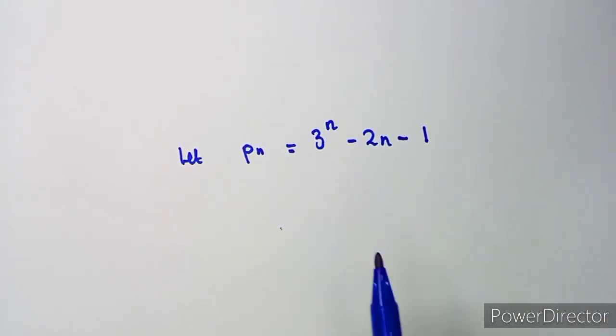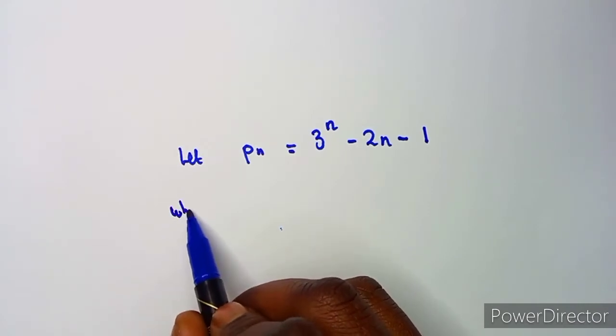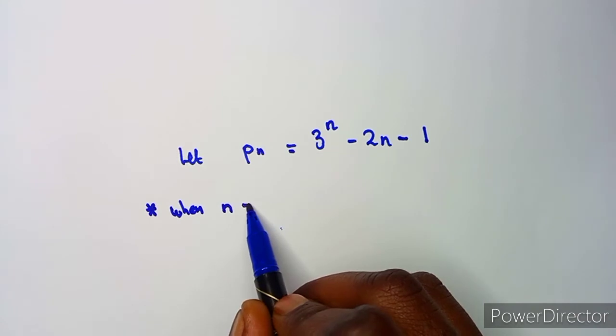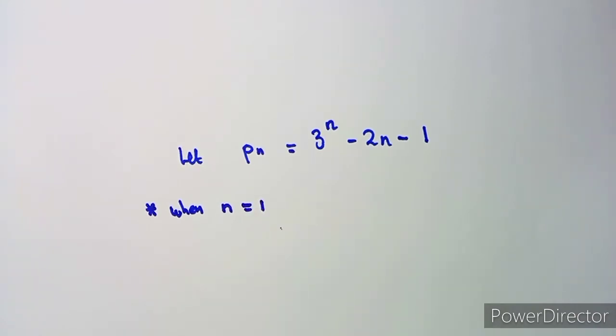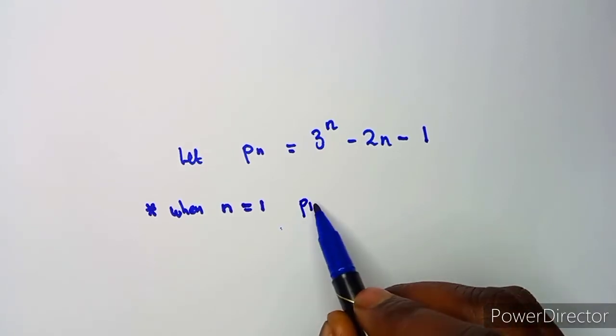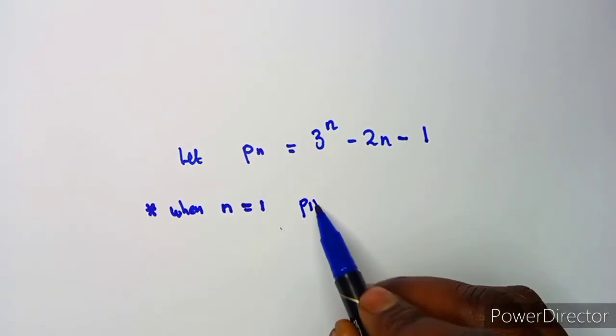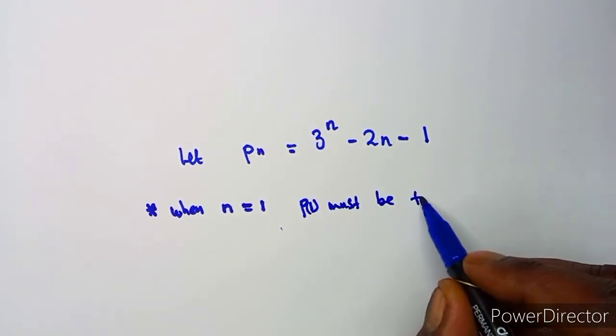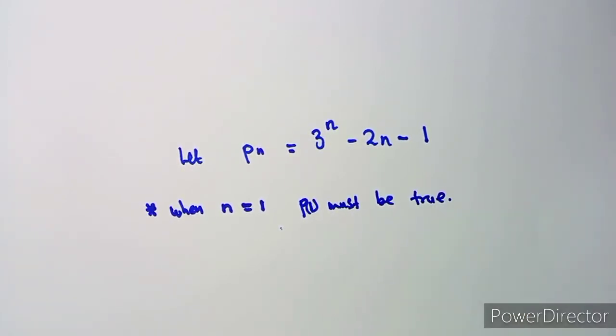Pn. So the first thing, when n is equal to 1, this is the first part that you want to prove to see that this is true. So when n is equal to 1, it means P1. If you substitute 1 in place of n, P1 must be what? Must be true. So let's see if it is going to be true, because we have seen it must be true. We want to prove that it is going to be true or not.